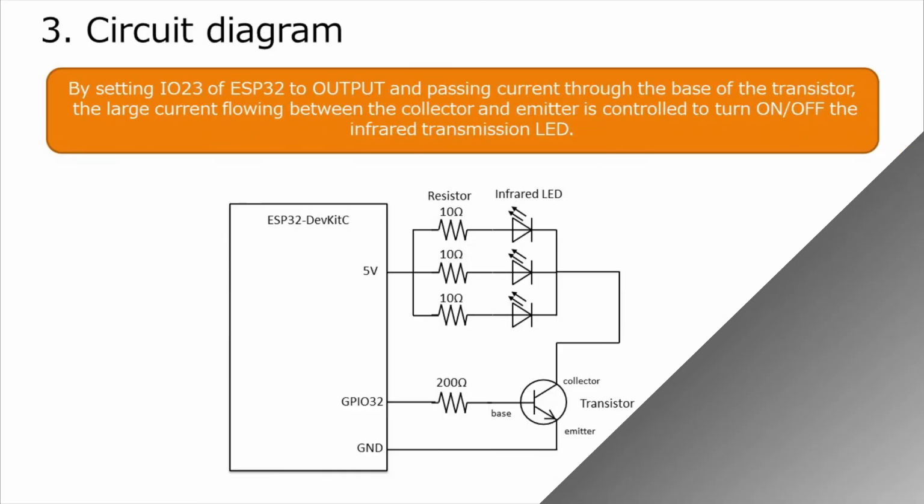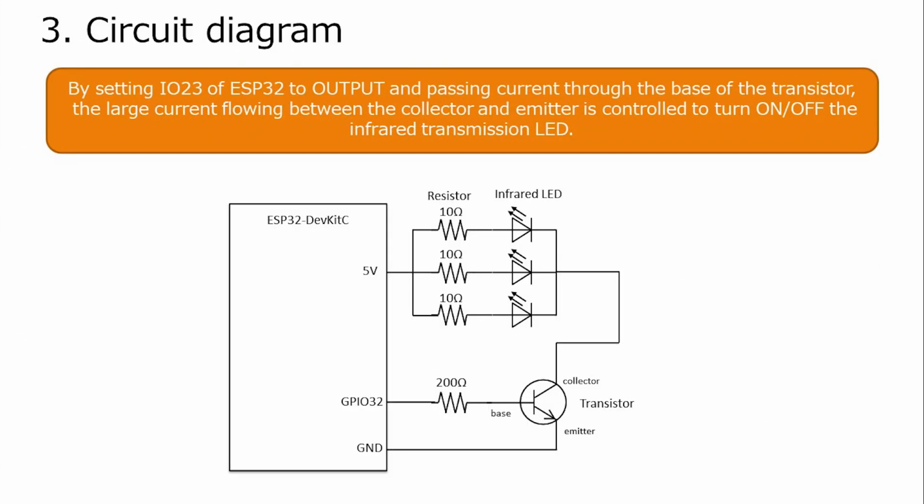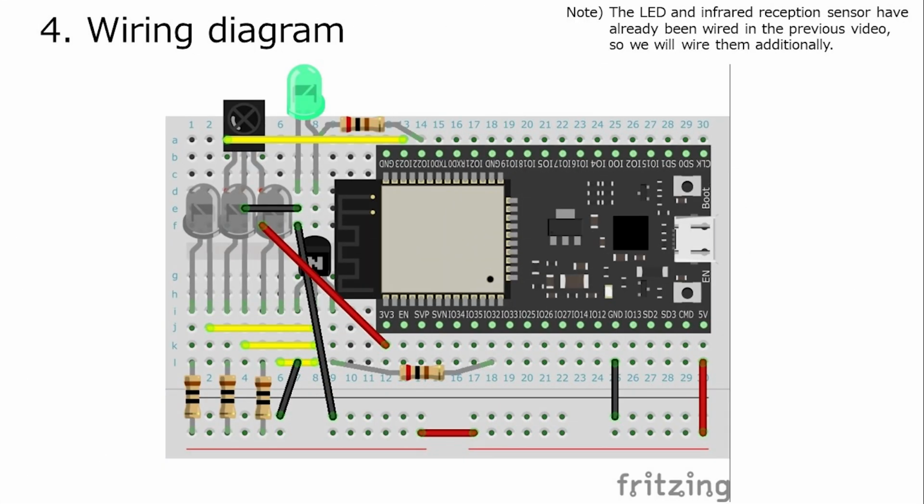Next is the circuit diagram. Here is the circuit diagram. As calculated, connect a 10 ohms resistor to the LED and use it. Also, connect a 200 ohms resistor to the base of the transistor. When IO32 of ESP32 is set to output and this terminal is turned on, a large current flows between the collector and the emitter by passing current through the base of the transistor, and the infrared transmission LED can be lit.